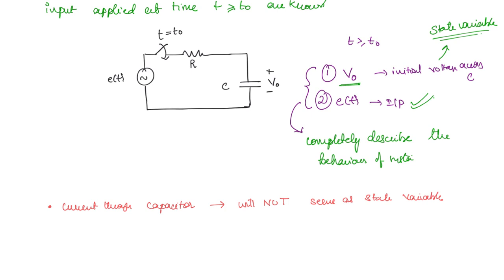Similarly, the voltage or the current across the resistor, can it be taken as a state variable? These also cannot be taken as state variables because they will not give you the complete system behavior. So there is a choice of state variable. You have to take certain variables as the state variables, only then will you be able to characterize the system.